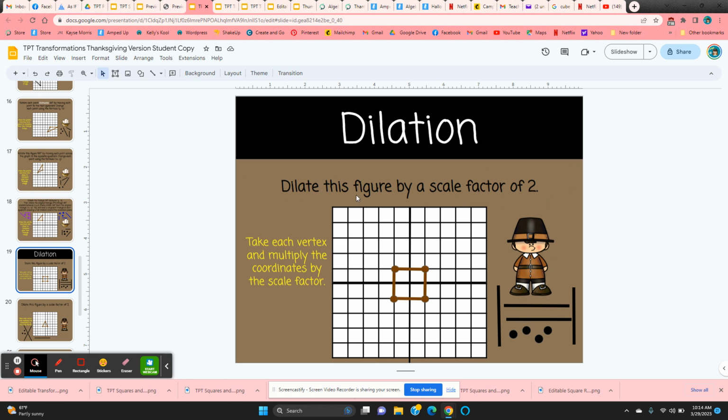Then we move on to dilation. So they're going to dilate this figure by a scale factor of 2. So that means that each of the points on this square are going to take the coordinates of each point and multiply them by the scale factor of 2. So 1, 1 would now be 2, 2. So you just click and hold on one of the points, put it where you need it to go. This one, negative 1, 1 would now be negative 2, 2, and so on. And then they're going to use the bars again to connect their new figure.